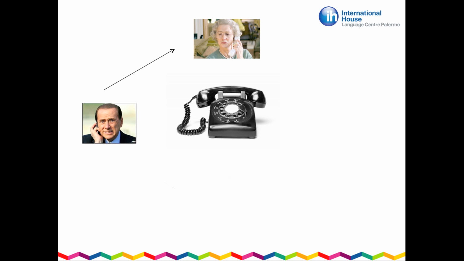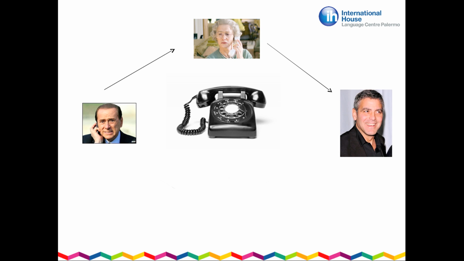Let's look at another example. Here we have the Queen on the telephone with George Clooney. I don't know what they're speaking about. But again, the two questions here, if we make a subject question, would be, who phoned George Clooney? The answer, the Queen, she's the subject. If we want the answer to be the object, George Clooney, the question would be, who did the Queen phone?